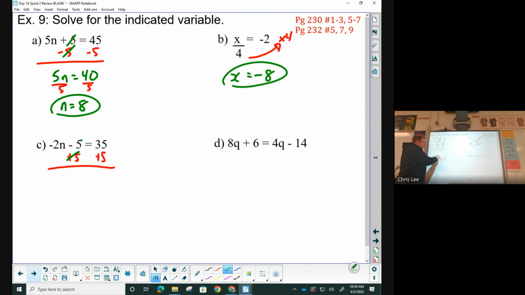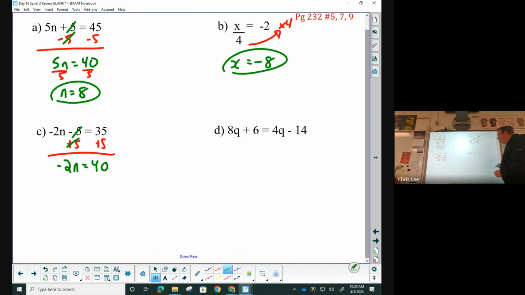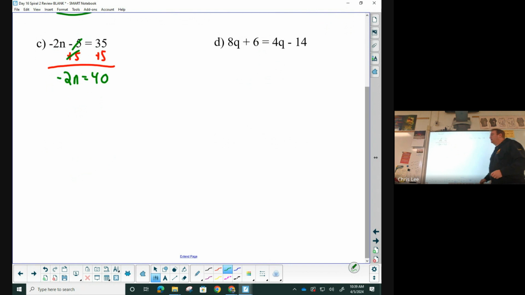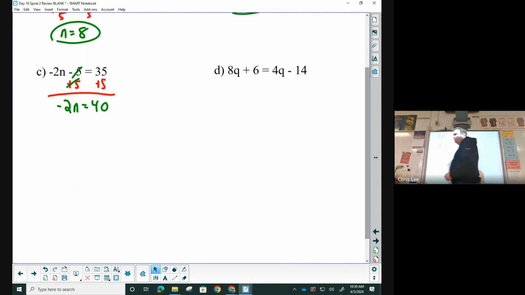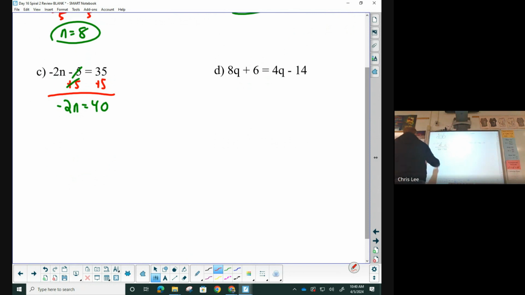-2n equals 40. So that's going to immediately be with -2n. Good. Don't forget about that negative. Equals 40. Now I'm going to divide both sides by... Good. Caitlin is reminding me it's -2, right? Is that important that we forget the negative? Like we got to remember that negative as well.